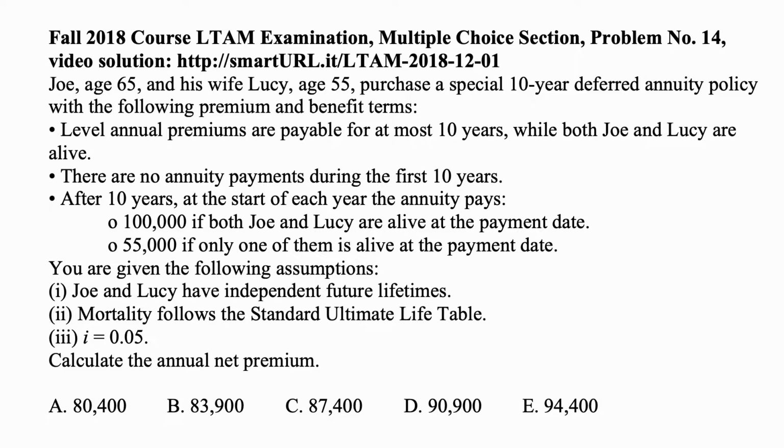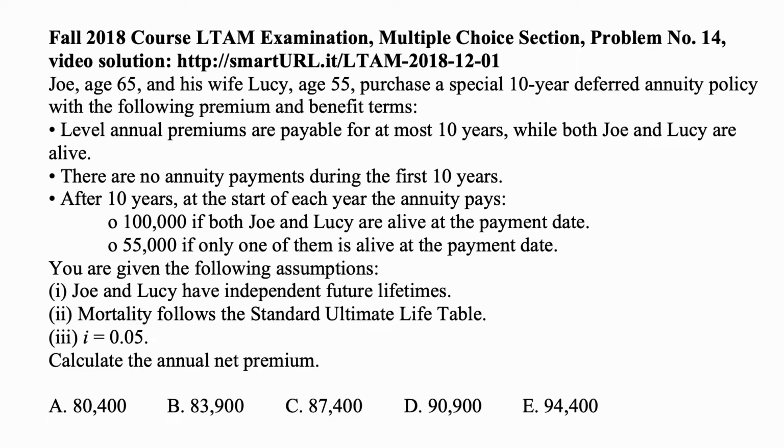This is problem number 14 from the multiple choice section from the October 2018 exam LTAM. Joe, age 65, and his wife Lucy, age 55, purchased a special 10-year deferred annuity policy with the following premium and benefit terms. Level annual premiums are payable for at most 10 years while both Joe and Lucy are alive. There are no annuity payments during the first 10 years. After 10 years, at the start of each year, the annuity pays $100,000 if both Joe and Lucy are alive at the payment date, $55,000 if only one of them is alive at the payment date.